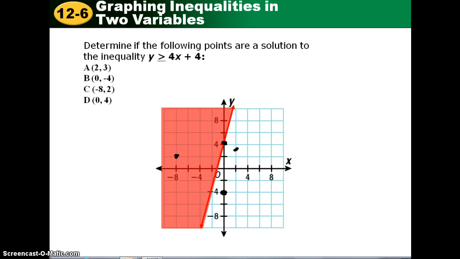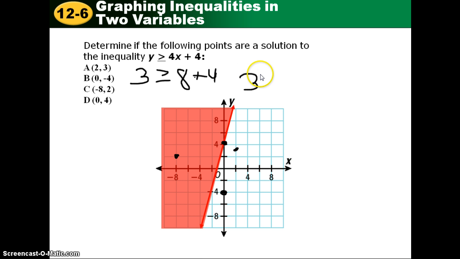If we try one that's not a solution, let's try A. That would be 3 is greater than or equal to 4 times 2, which is 8, plus 4. 8 plus 4 is 12. So 3 is greater than or equal to 12. That is not true, so that is not a solution. So that also helps you shade if you're not sure what side you should be shading on.